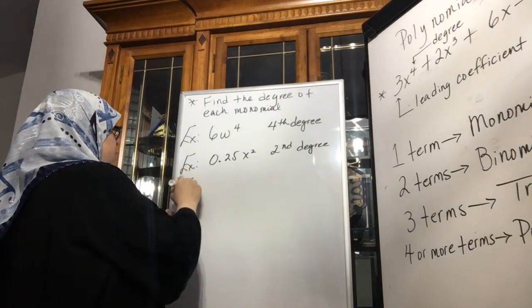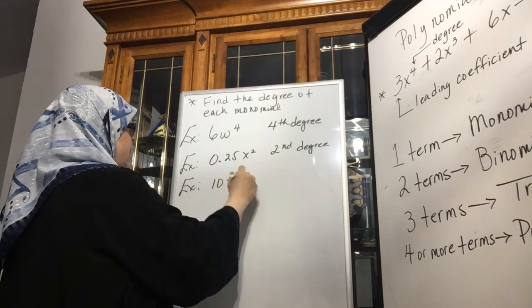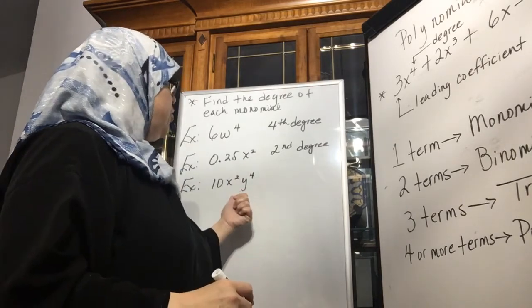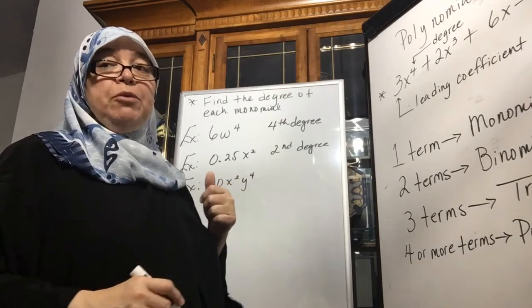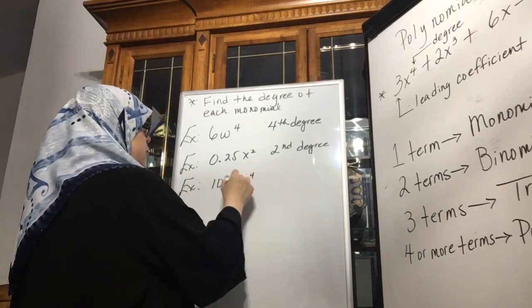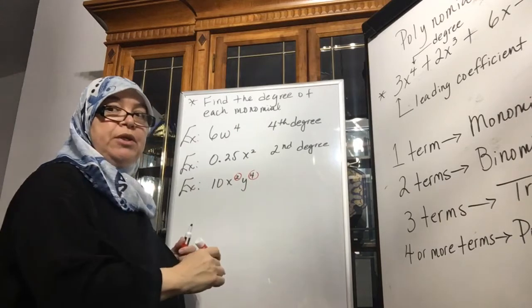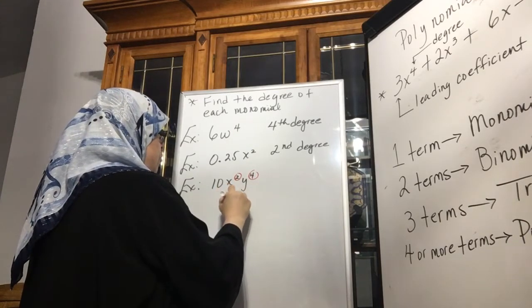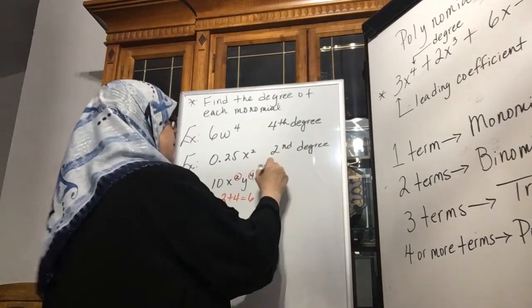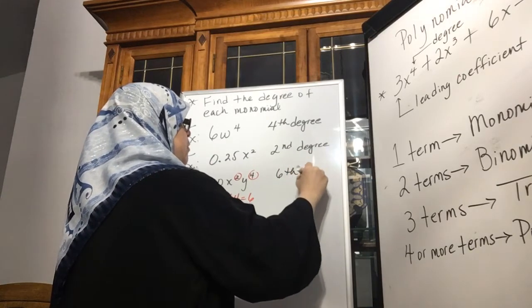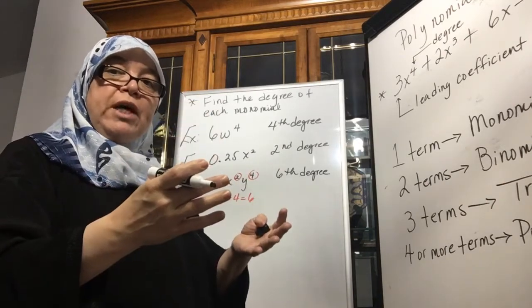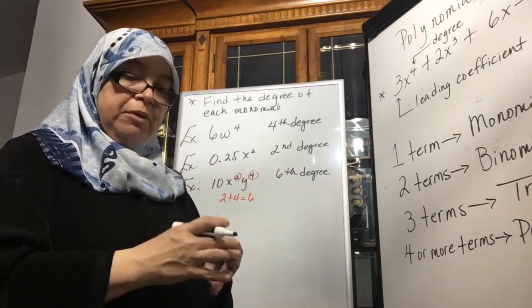What about when we have 10x squared y to the 4th? Now be careful with these, because in these, you have to consider the exponent of both variables. So in this case, you would take your 2 and your 4, because the whole thing is a monomial, okay? So you would take your 2 plus your 4. The power of the whole term is 6. So in this case, this would be a 6th degree monomial, okay? So just remember, however many variables you have in that one term, add up all the exponents.